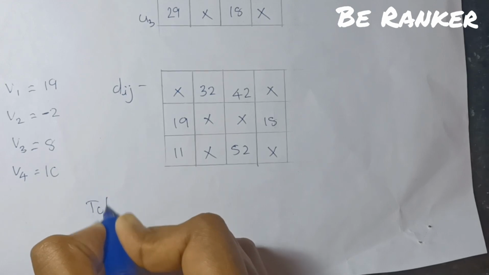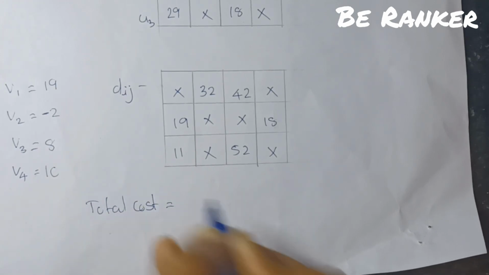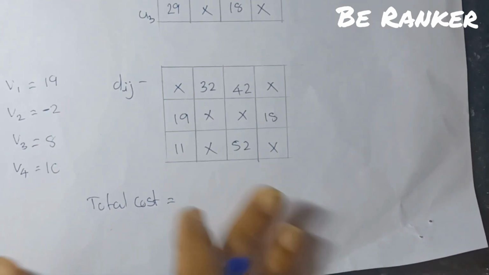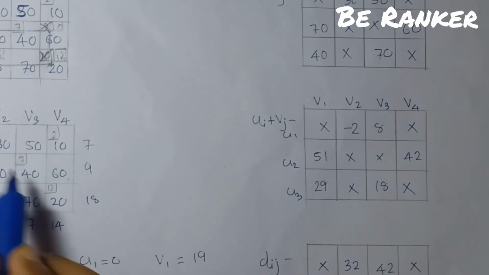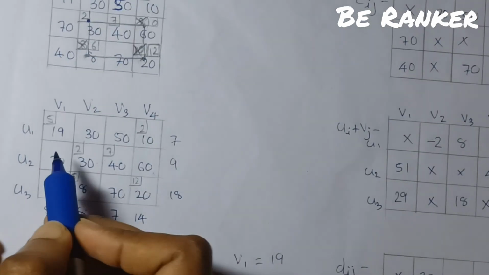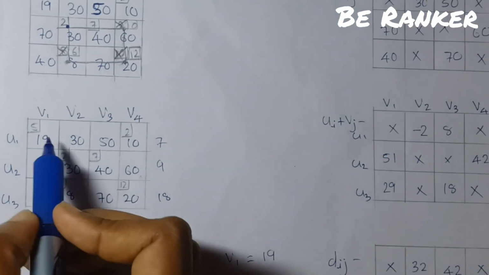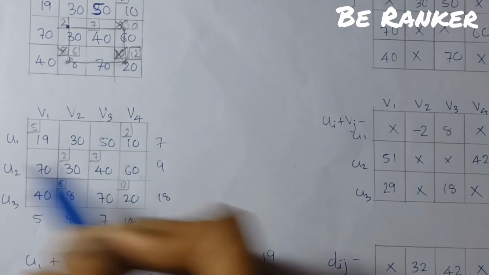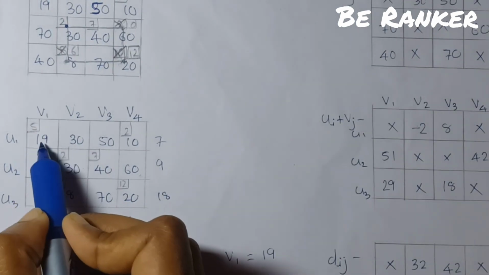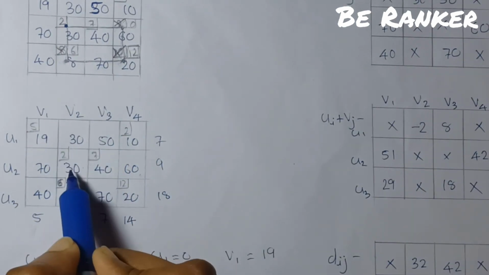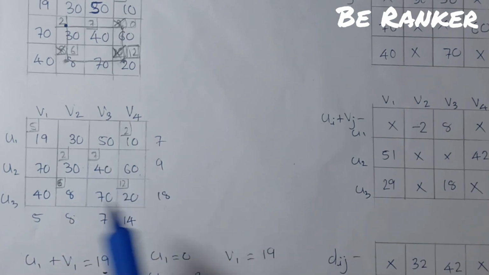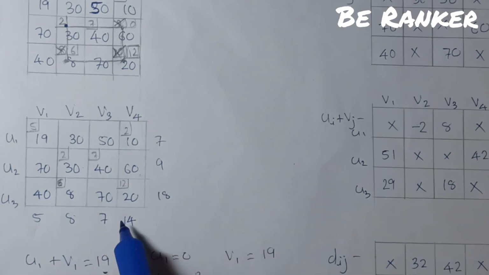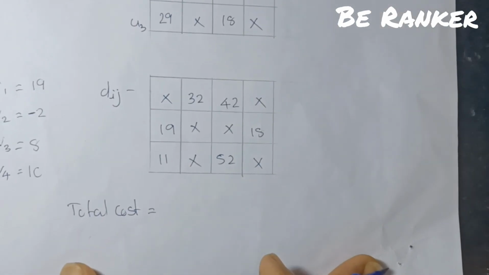So the total cost is equal to, what is the total cost? Here we have this revised matrix. So the total cost is the sum of the products of these allocated numbers. That is 5 into 19 plus 2 into 10 plus 2 into 30 plus 7 into 40 plus 6 into 8 plus 12 into 20. Okay, so I find the total cost here.